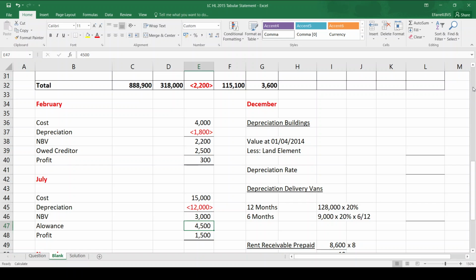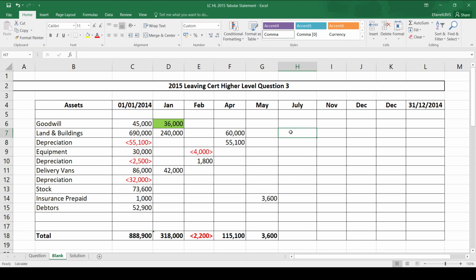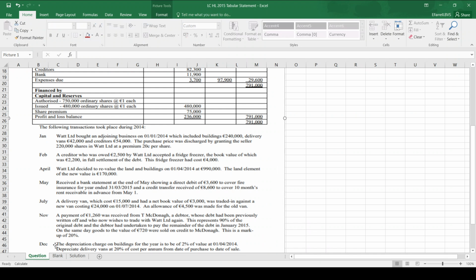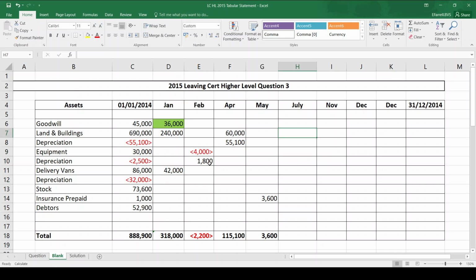So I need to put these figures again into the tabular statement. So in July, delivery vans are going to go up by 9,000 because the van we bought was 24 and the van we sold was 15. So if I add 24 and take away 15, what I'm really doing is increasing it by the difference between 24 and 15, which is 9. So delivery vans are going to go up by 9,000.